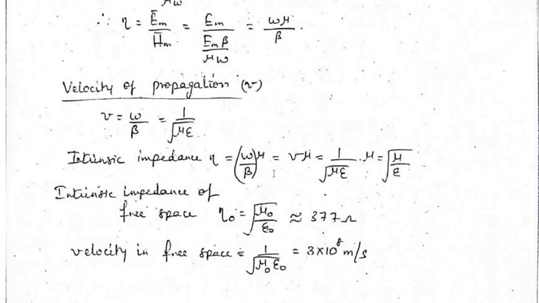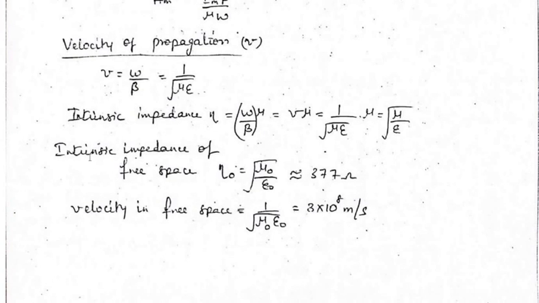Another important term is the velocity of propagation. This is denoted by the small v, which is equal to omega by beta. You got this equation from physics too. The velocity of propagation can also be expressed in terms of permittivity and permeability, that is 1 by the square root of mu into epsilon. So in the intrinsic impedance, in place of this omega by beta, substitute the velocity of propagation. So we get the square root of mu by epsilon.